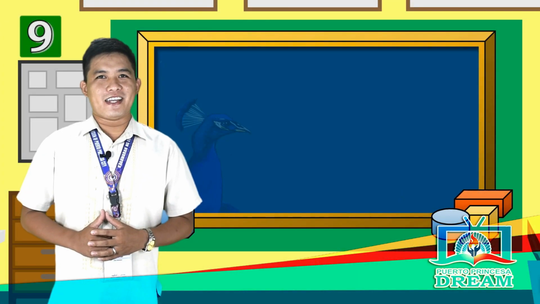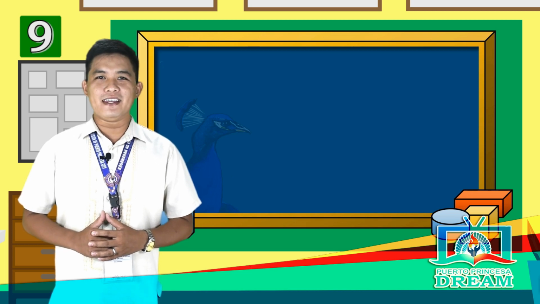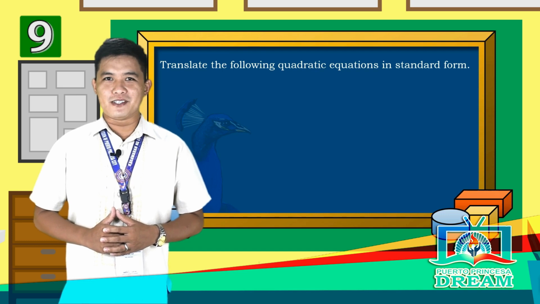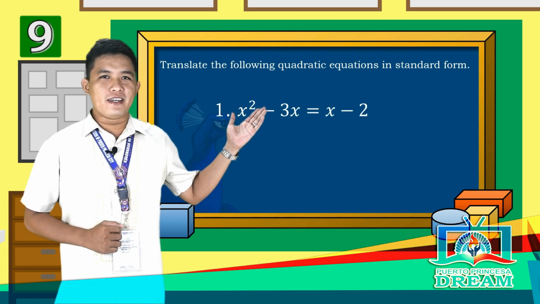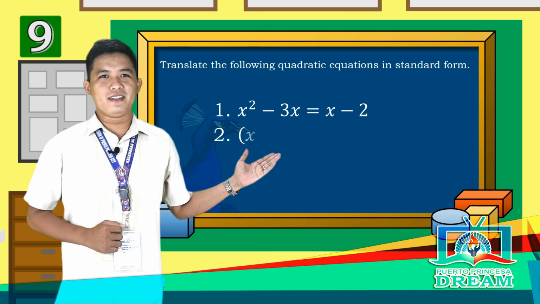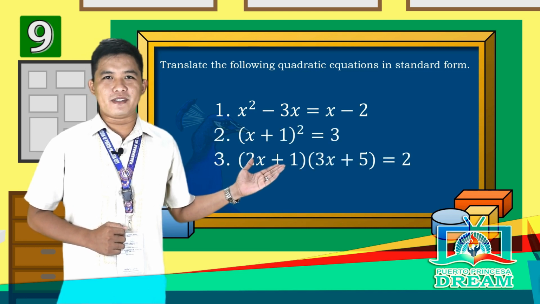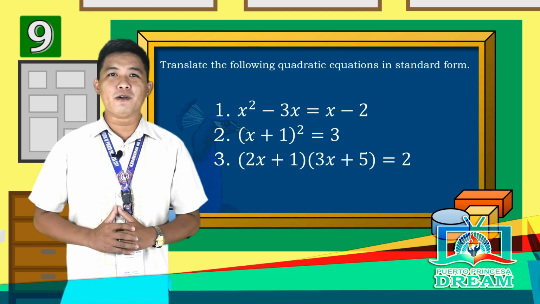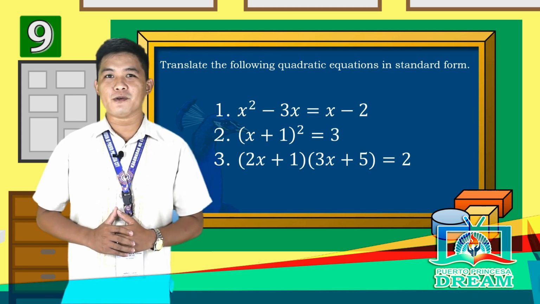To deepen our understanding of the lesson, let us do this activity. Prepare your answer sheet and let us begin. Translate the following quadratic equations in standard form. Number 1. X squared minus 3x is equal to x minus 2. The square of x plus 1 is equal to 3. And the quantity 2x plus 1 times the quantity 3x plus 5 equals 2. Try to solve and compare if you will be having the same answer. You may pause the video to answer.